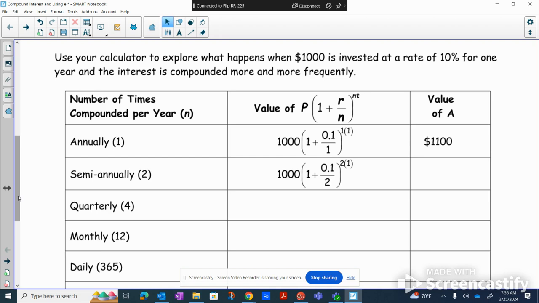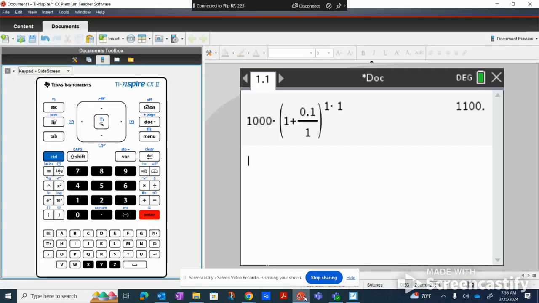And finally, how often is this interest compounded each year? So in the first row, we show the word annually. Annually means the interest is compounded only one time each year. And so in the formula, N is replaced with 1. And putting this into our calculator, as you can see right here, I've plugged it in and we get 1,100. So after a year at 10% interest, we have gone from $1,000 to $1,100.